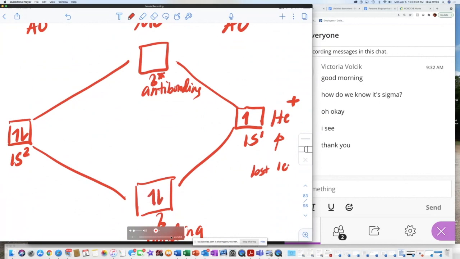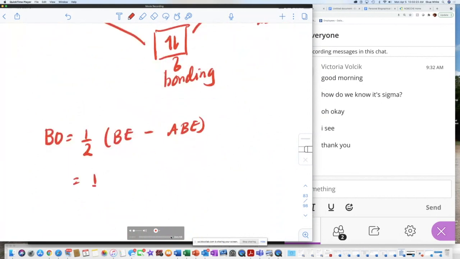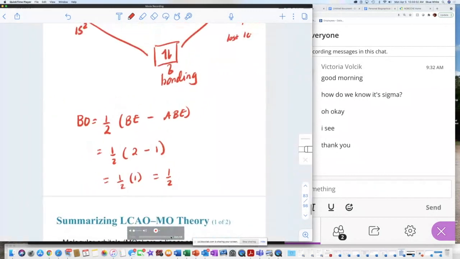So I put up and down, 2 electrons, up, third electron. Then I have to do my bonding order. BO equals 1/2 (bonding electrons minus anti-bonding electrons). Let's see. 1/2 (2 minus 1), 1/2. Okay, so the bond between helium and helium after it's lost an electron is not going to be a strong bond, but you can make a weak bond.